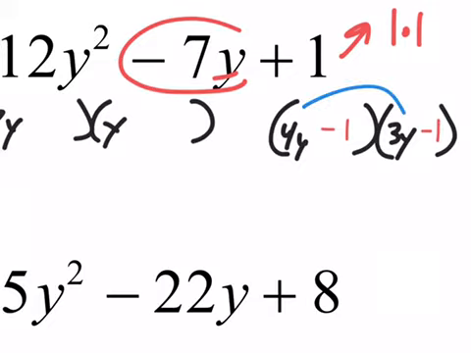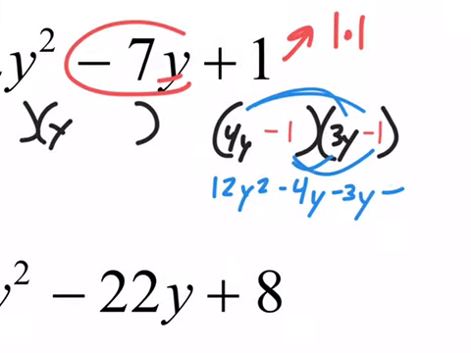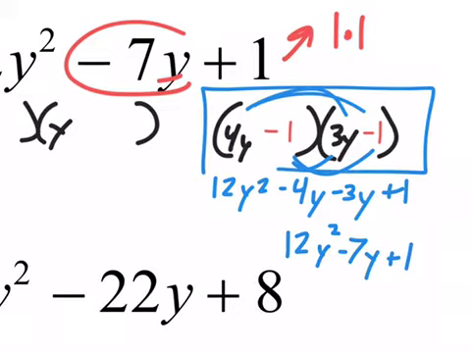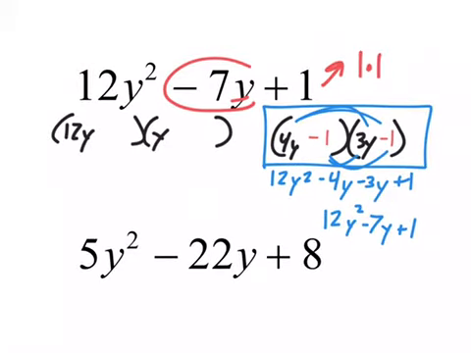If we take 12y squared, here's a minus 4y, here's a minus 3y, here's a plus 1, to take us back to our proper original statement. All right, so that is my answer. Now, how did I find that so fast?